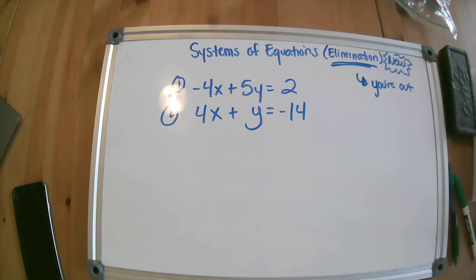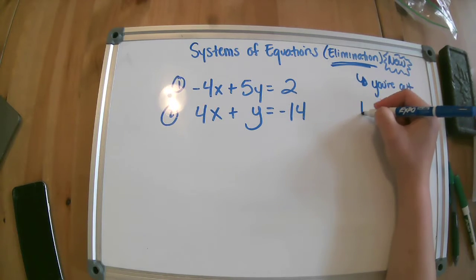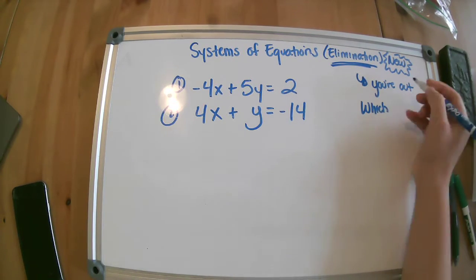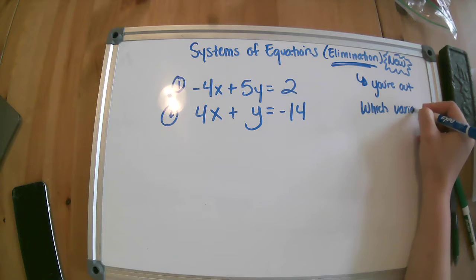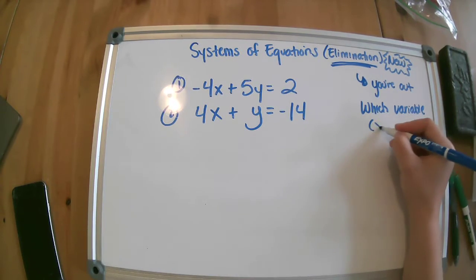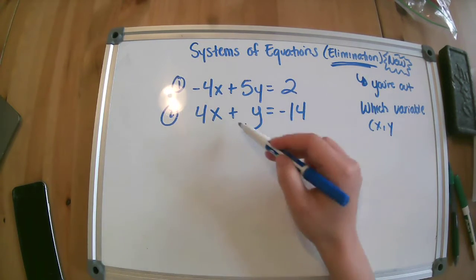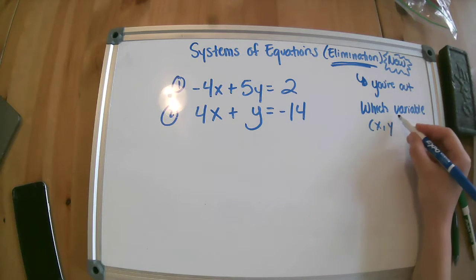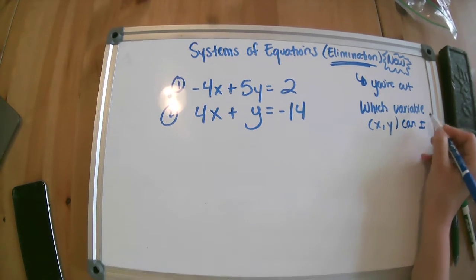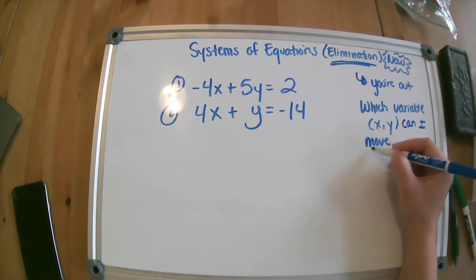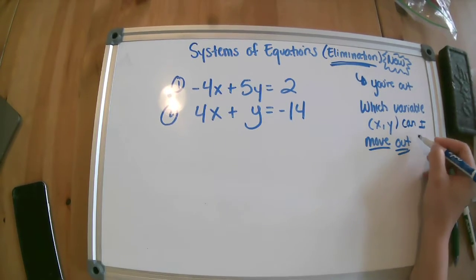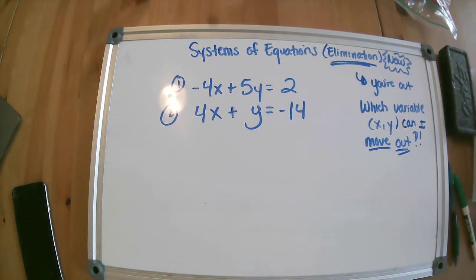So when we're solving these systems, our goal is answering the question, which variable, right? And when we say variable, we're talking about our X's and our Y's here because that's the only variables we have going on. Can I move out? Okay. That's the goal. You want to eliminate something. You're not trying to prevent it. You want to have elimination.